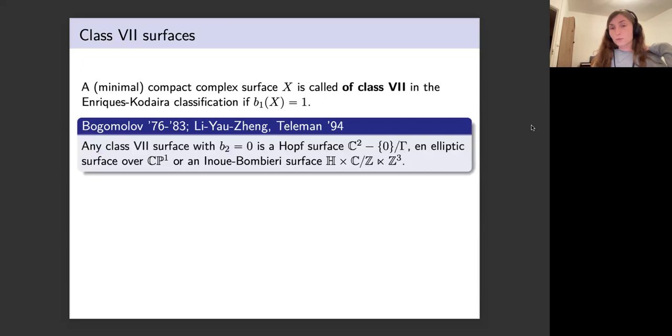For the ones which have zero second Betti number, we have examples given by the Hopf surfaces, so quotients of C2 minus 0 by Z, or some group containing Z with finite index, elliptic surfaces over CP1, or some Inoue-Bombieri surfaces, which are constructed as quotients of H times C. And we know that these are all of them when b2 is 0.